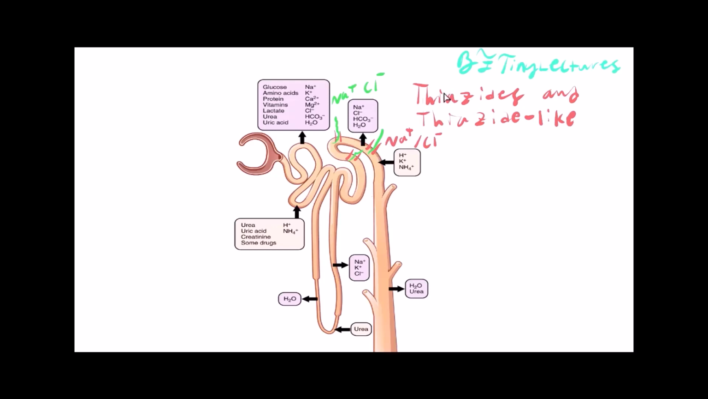Thiazides are going to say, we're going to block you out. We're going to block you. So we're going to put a cover on these channels, and now sodium can no longer leave the distal convoluted tubule. And chloride can also not leave the distal convoluted tubule. So now we have this buildup. We have this high concentration of sodium and chloride.